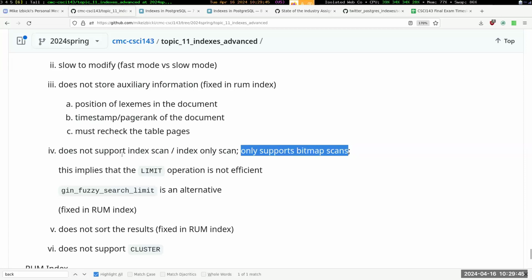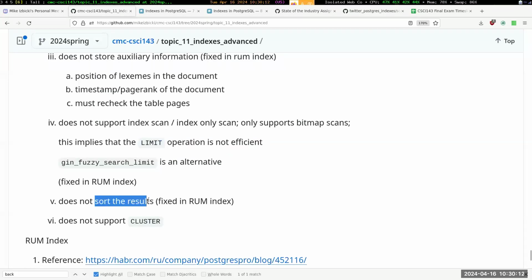Some of the implications of that are that it will not allow the limit operation to be sped up efficiently because the bitmap scan, again, has to scan through the entirety of all of the results that get returned. It does not return results one at a time. So the limit operation cannot be sped up with the bitmap scan. It cannot be sped up with a GIN index. You need to be able to use an index scan or an index-only scan to speed up the limit operation. It also does not return results in sorted order because, again, the bitmap scan does not return results in sorted order. But the RUM index, again, by supporting these other scan methods, will fix this problem.